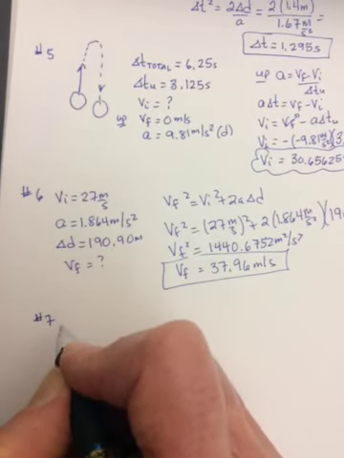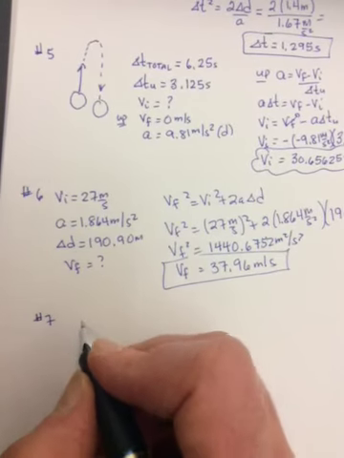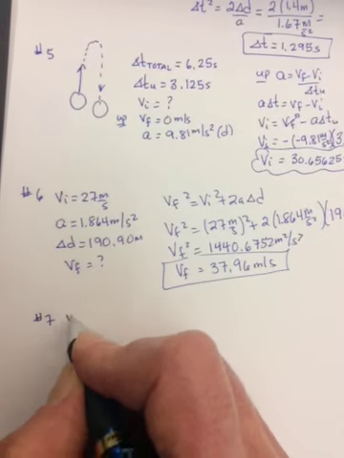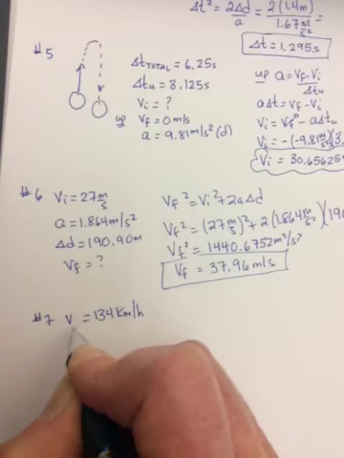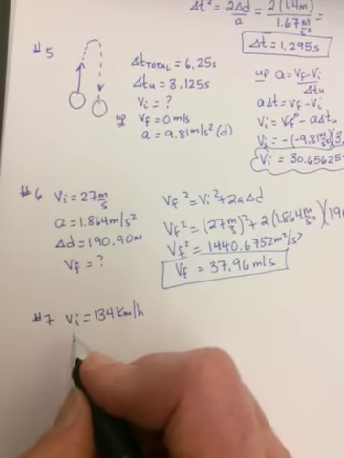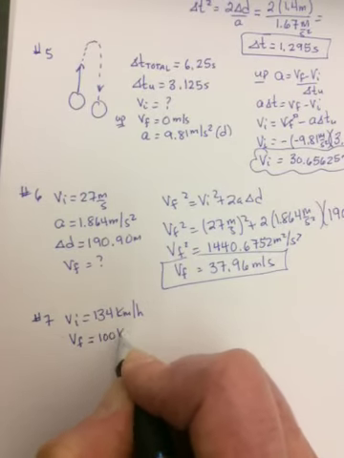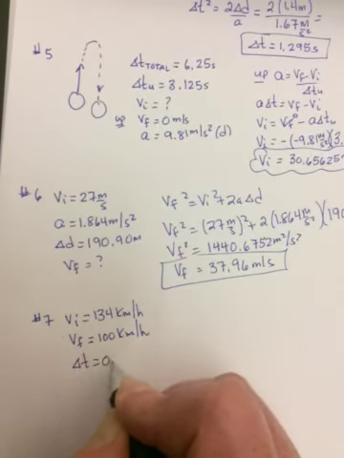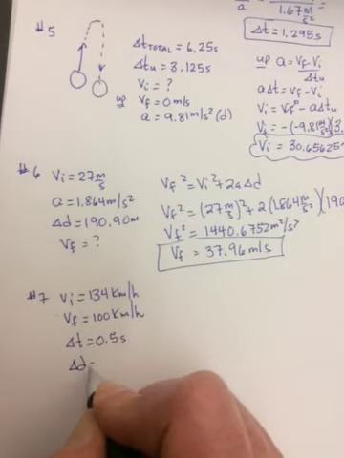Number seven, you watch as your friend passes a slower vehicle on the highway. Your friend is going 134 kilometers per hour by the end of the passing lane, and then he spots a police car. So 134 kilometers per hour, and I'm thinking that's going to be his initial, because when he spots the police car and hits the brakes, he slows to, so your VF is 100 kilometers per hour in 0.5 of a second. Amazing what a police car can do for you. How far did he travel in this time? You're looking for delta D.